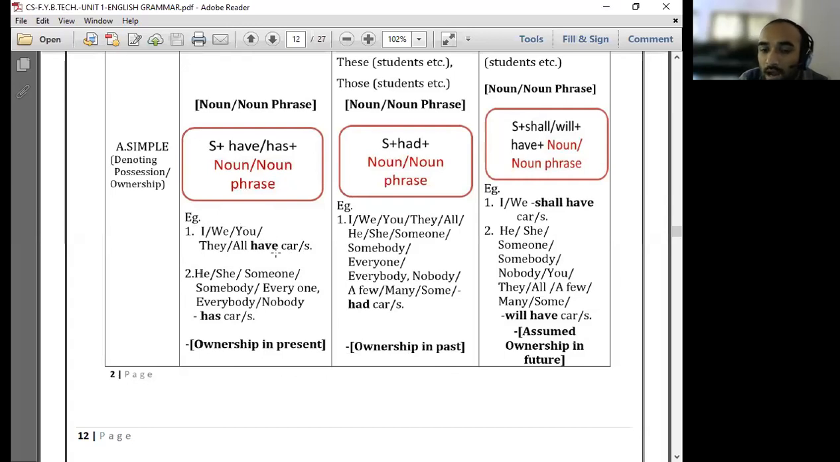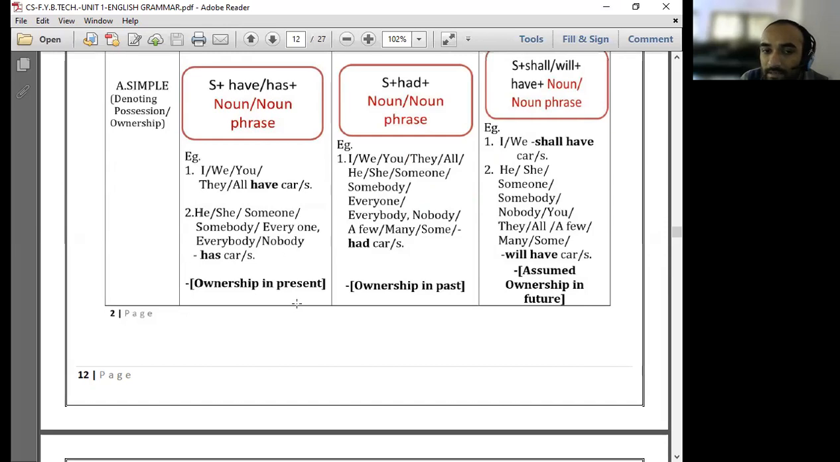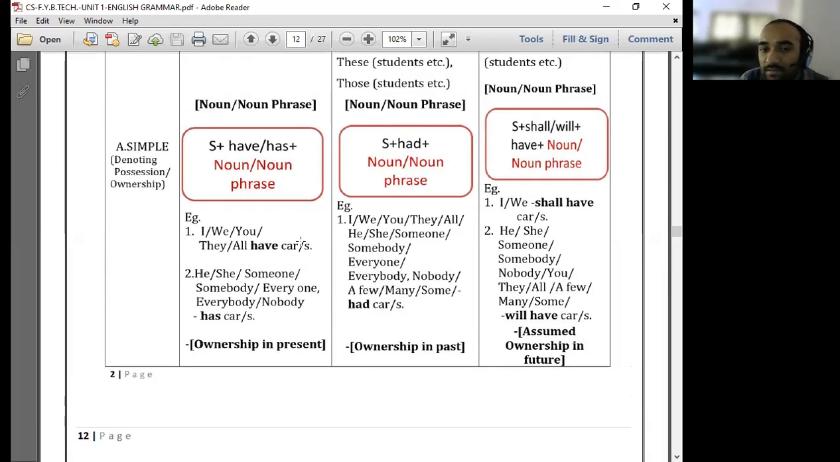You have car. तुझ्याजवळ कार आहे. They have cars. त्यांच्याजवळ कार आहेत. All have cars. सगळ्यांकडेच कार आहेत. ओके किंवा गाडी आहे. This is the use of have or has.